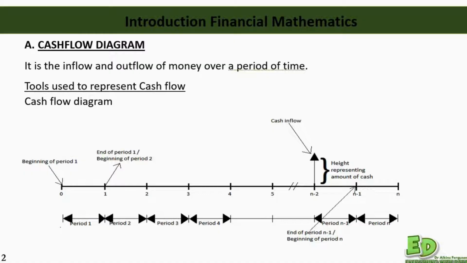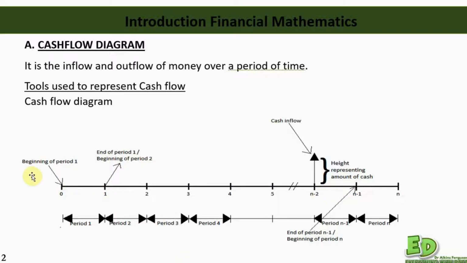These inflows and outflows are represented on a cash flow diagram or a cash flow table. So there are two tools used to represent cash flow. The first one is the cash flow diagram. It's just the normal line that we know from basic school. But here it is called a cash flow diagram or the timeline of money. So we have period 0 here, period 1 all the way to period n.